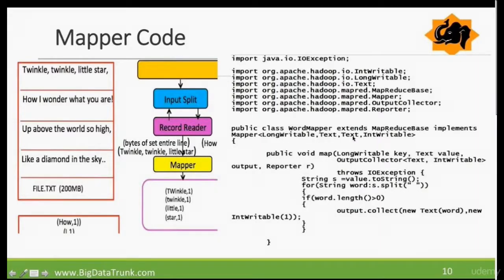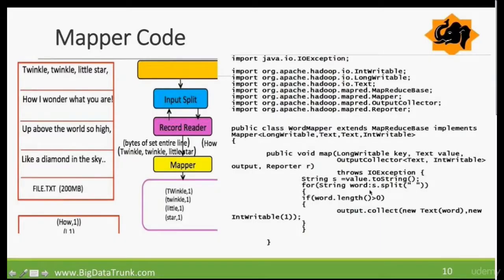The last 2 arguments are really the output of the mapper. What is the mapper's output? The mapper is providing us twinkle and 1, and so on. When you look at this pair, it is text and numerical, which is IntWritable. That's what the output part of the mapper is doing. That's how we always create this component. This is the input-output part of the mapper, which is being defined.